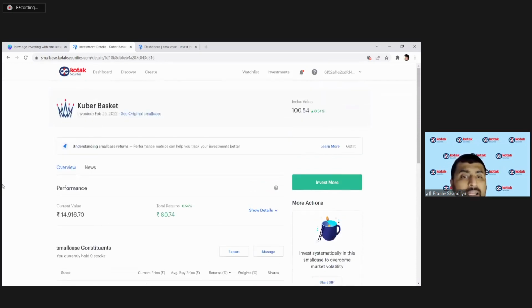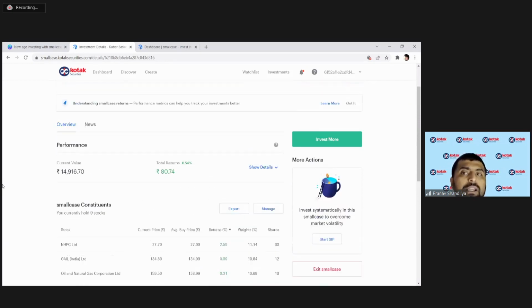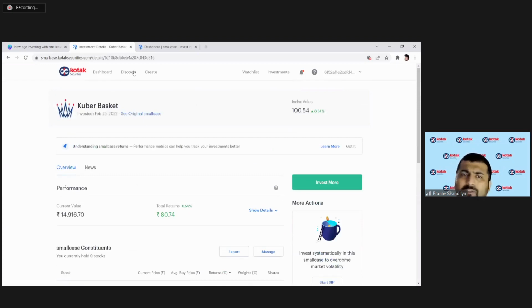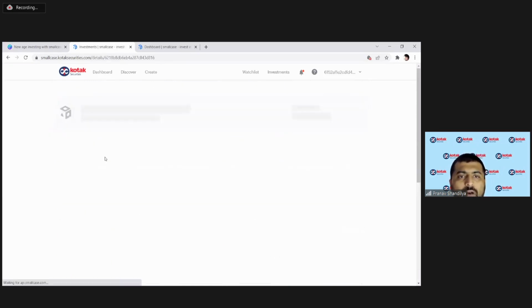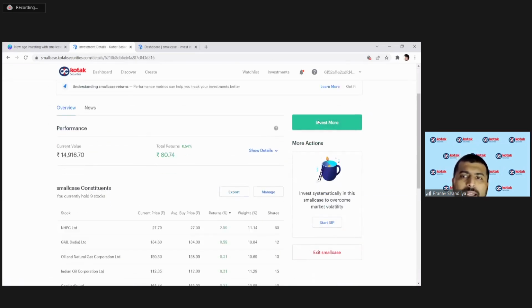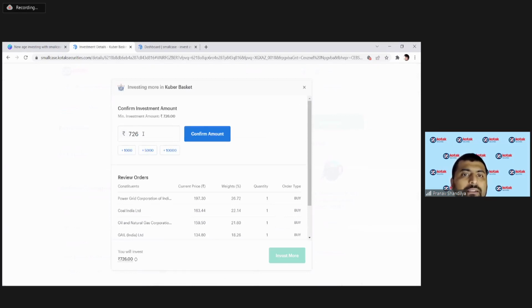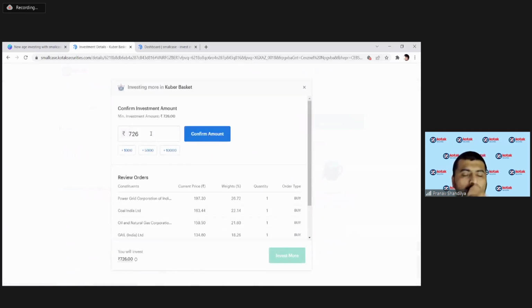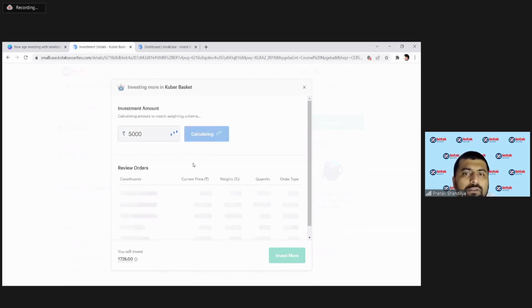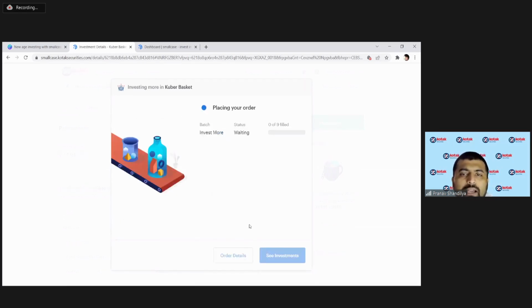If at any point of time as clients you wish to invest more in these baskets, it is very simple. You can just log in using your Kotak account, come to investments, scroll down, click on Kuber basket, and click on invest more. The minimum ticket size to invest more into this particular basket will be displayed here. If you wish to increase that amount, you can feel free to do that. If you want to go ahead with the same amount that is displayed, you can do that as well. Let us say you want to increase your amount by 5,000. You can click on 5,000, click on confirm, invest more, and confirm orders.